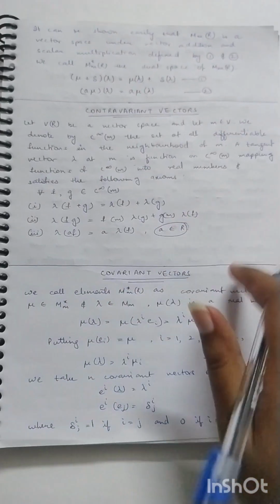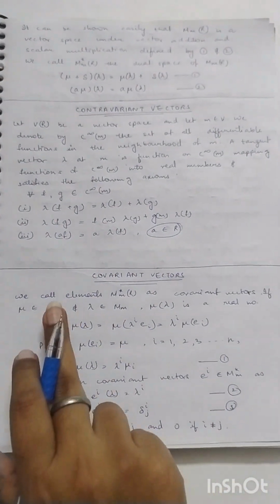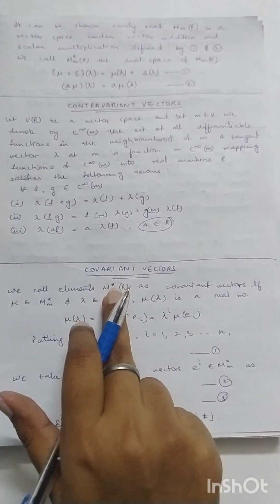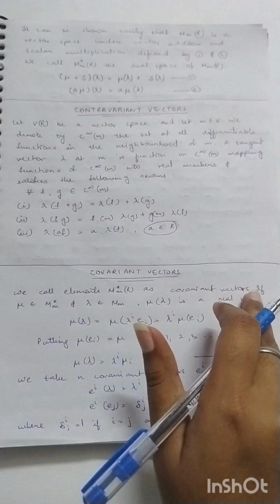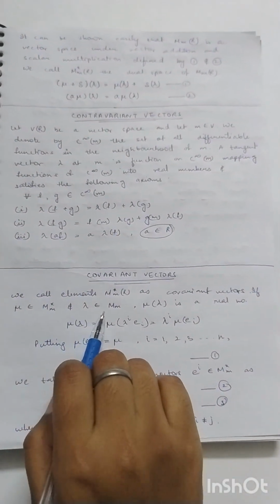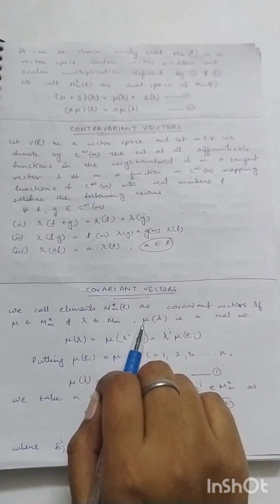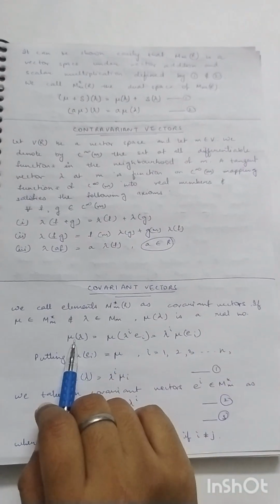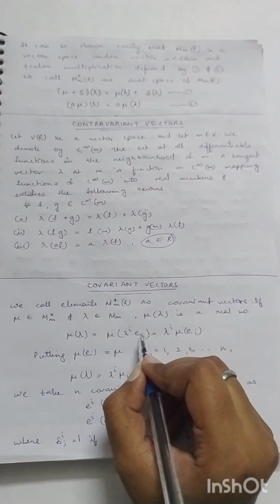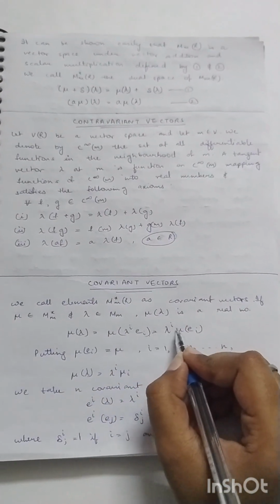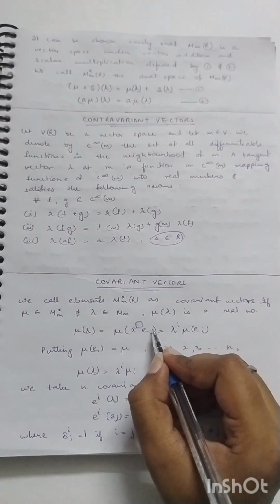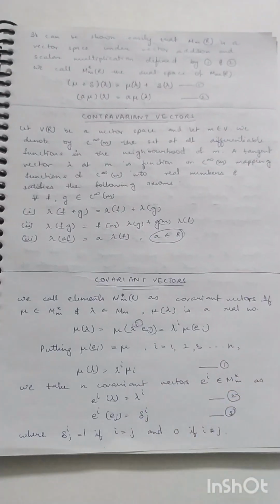Now covariant vectors. These were contravariant vectors, now covariant vectors. We call elements of M subscript m star R covariant vectors if mu belongs to M subscript m star and lambda belongs to M subscript m. Mu lambda is a real number. Mu lambda is equal to mu lambda superscript i e subscript i, which is equal to lambda superscript i mu e subscript i. Here the i on lambda is superscript and the i on e is subscript.